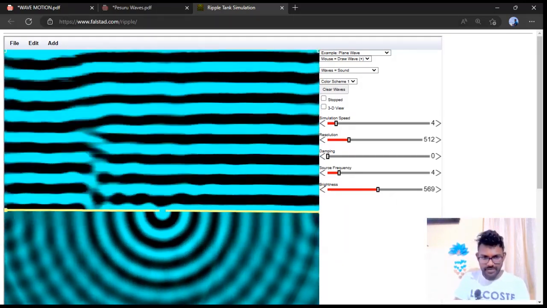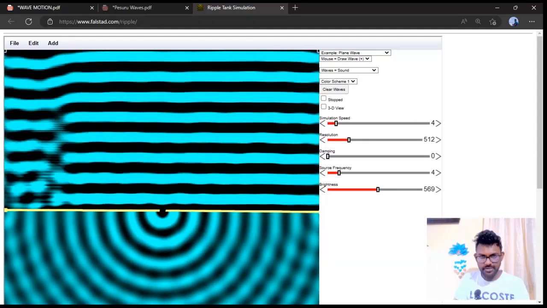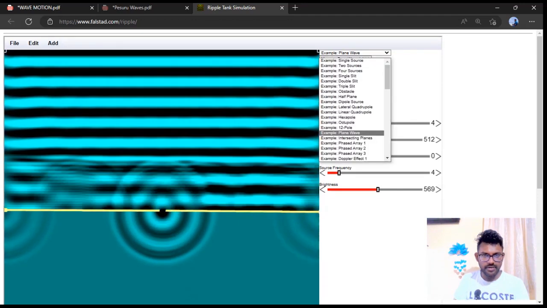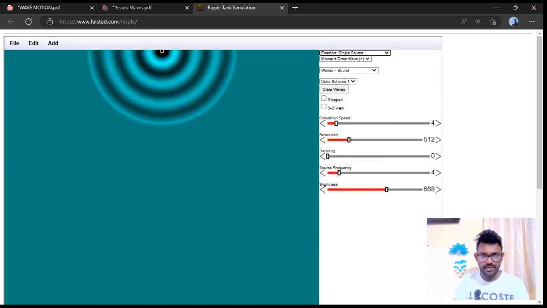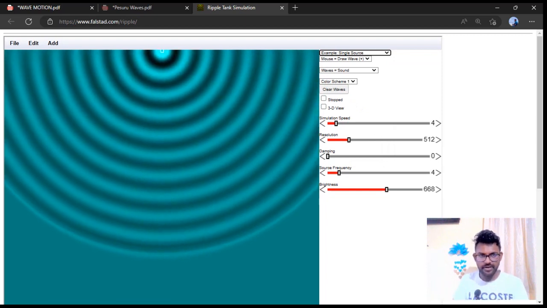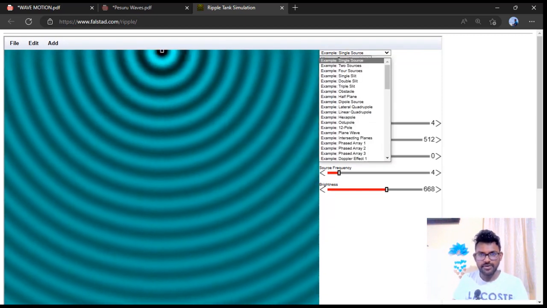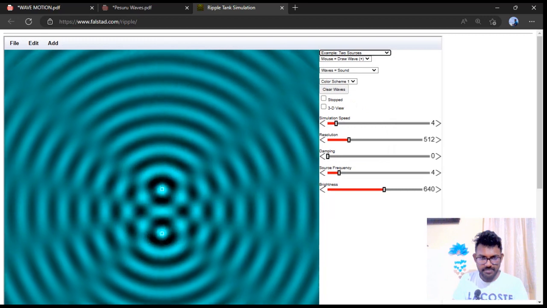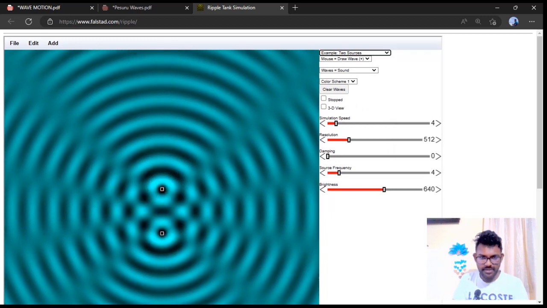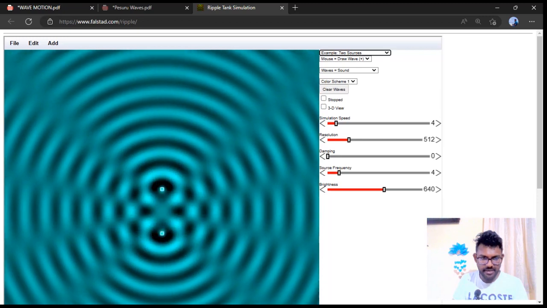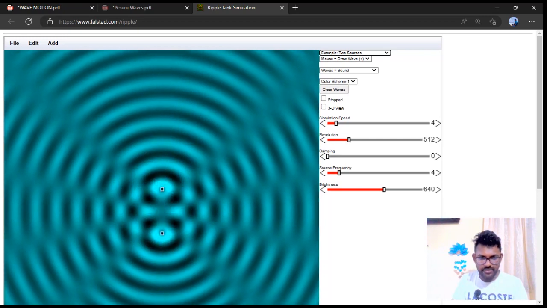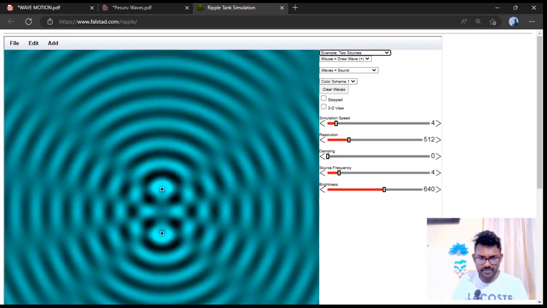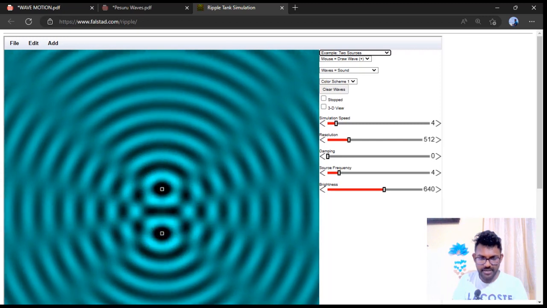Then we'll see about that superimposition. Now this is a single circular wavefront that is being produced. Now I'm going to have two sources like this. You can see now these faded lines that are extending outwards. These are the constructive interference, while the black ones are the destructive interference.